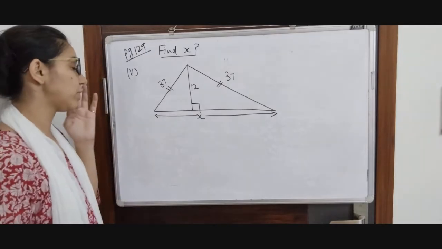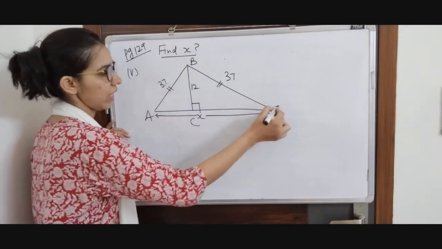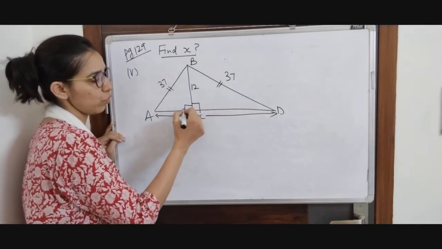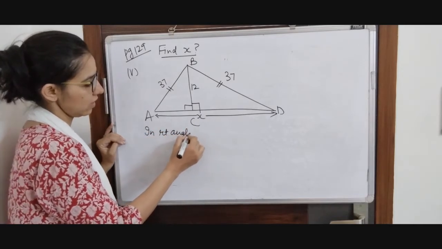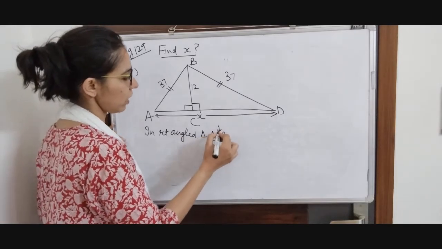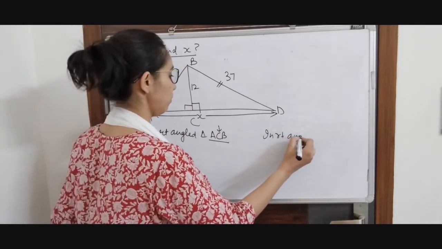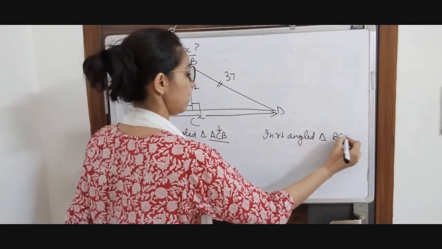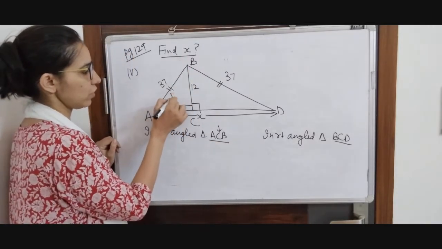Now what you will do, you will name it A, B, C and D. So you see that if this is a line and this is a right angle, this is also going to be a right angle. So you have two right angles. So in right angle triangle ACB, because at C we have a right angle, you are going to use the property twice. In right angle triangle BCD.